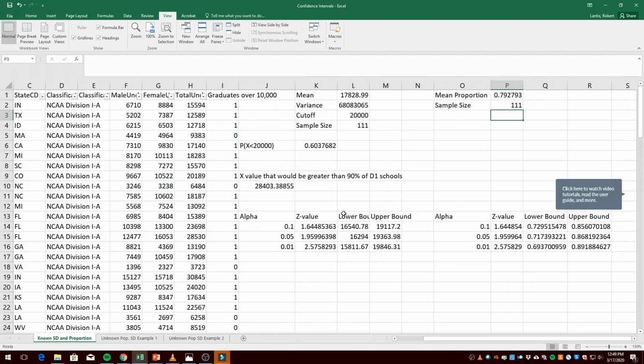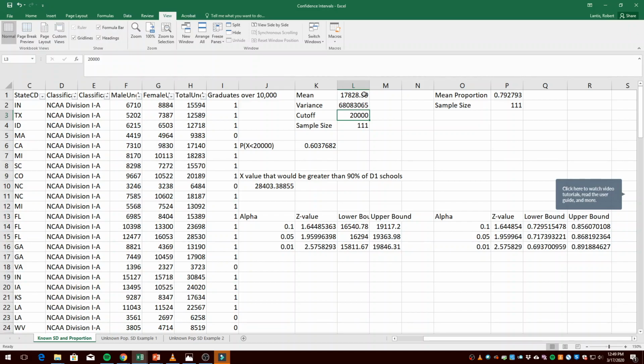So if we go down here, right, and let's assume, right, that this was population data up here. Even though this is our sample, I'm giving you an example where we have a known standard deviation because sometimes that could be the case. Okay? So the very first thing we need to do is find what z-value we need to construct the margin of error for the confidence interval.